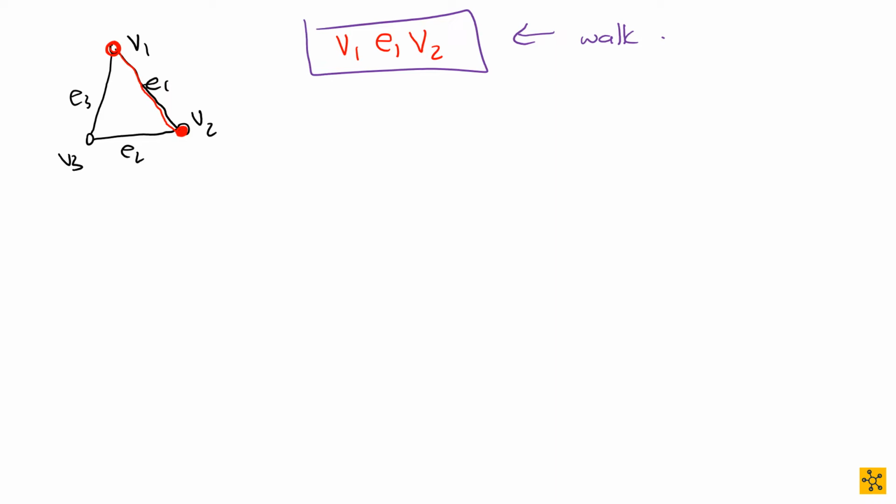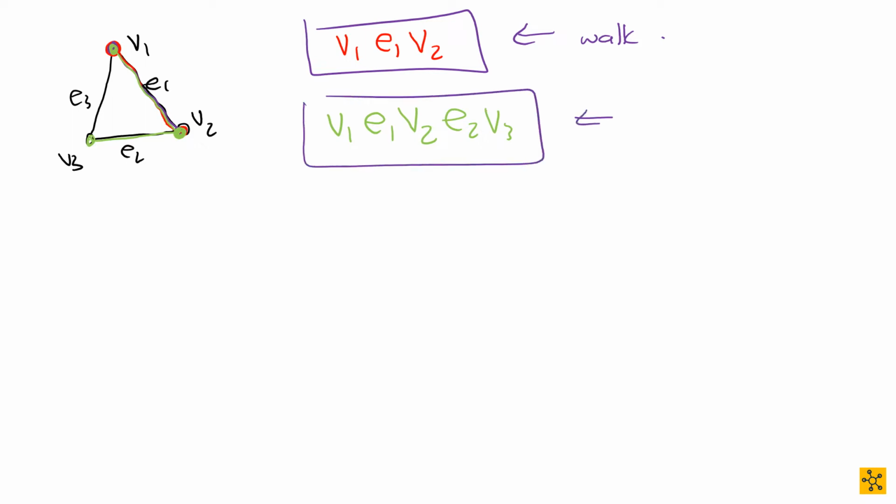You could also have a case of start at V1, take E1, go to V2, and I just want to use a different color because I use purple elsewhere. So start at V1, take E1, go to V2, take E2, and go to V3. So here you are, you're describing a walk from V1 to V3.